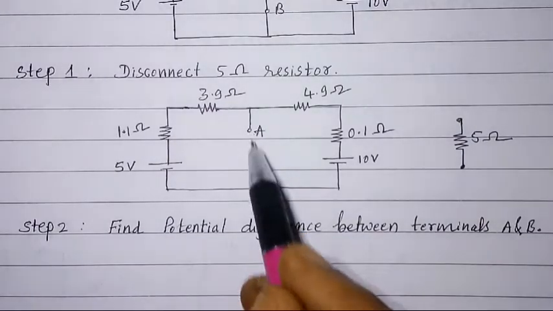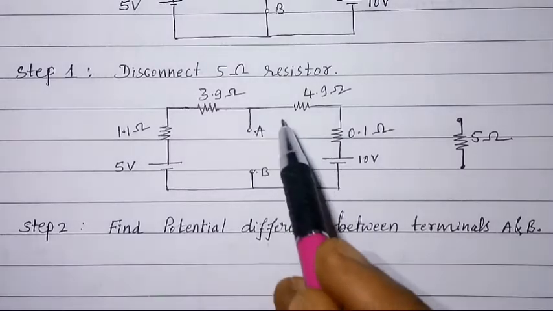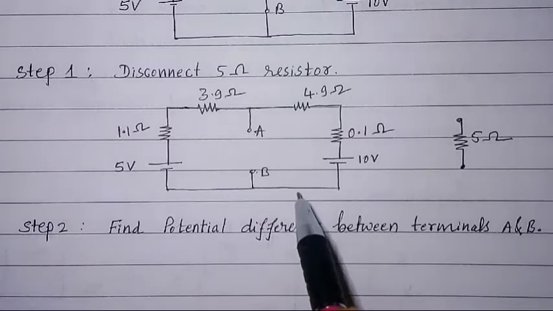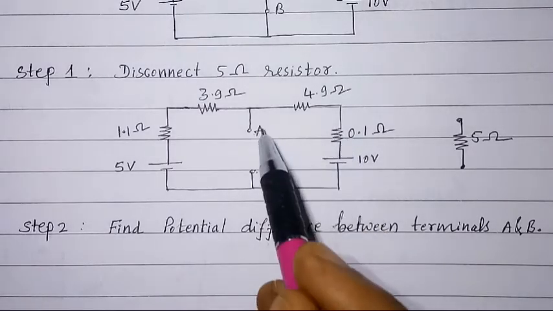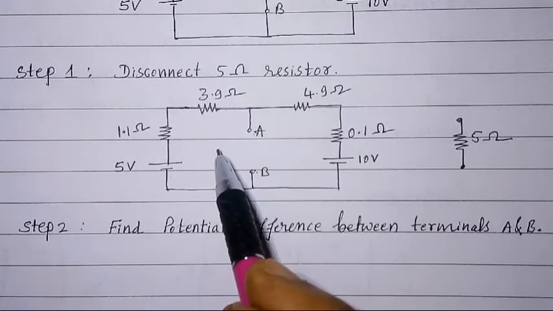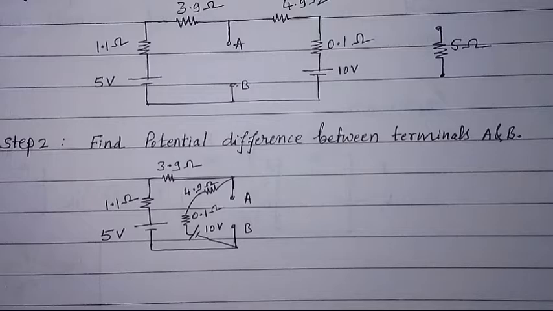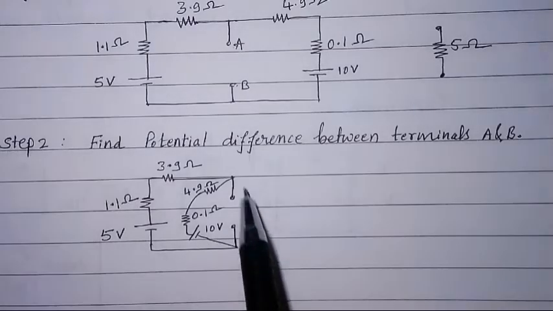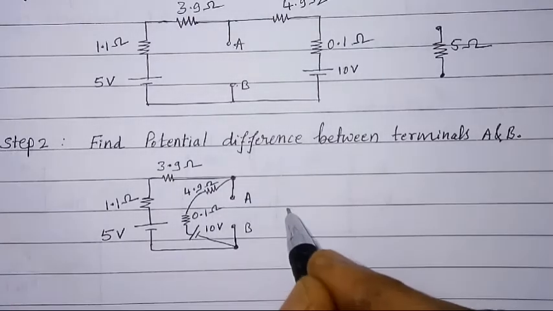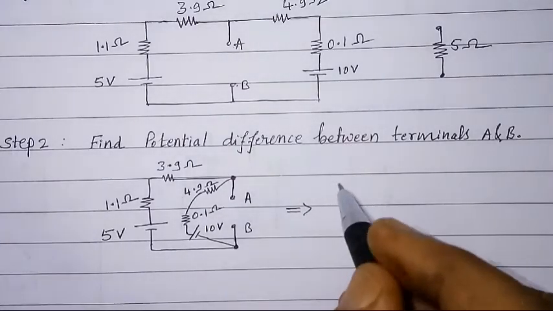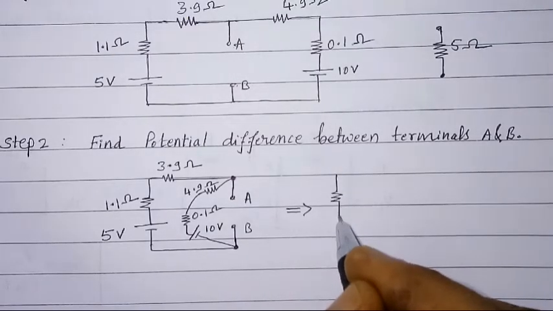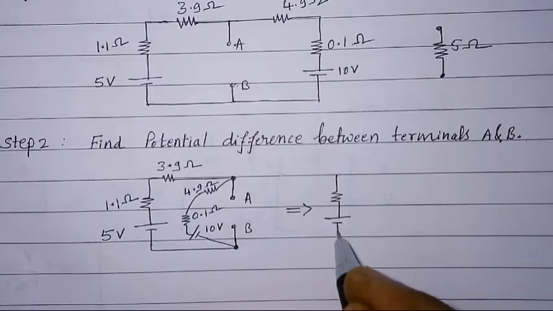To find the potential difference between A and B, I will transfer the part of the circuit which is to the right of terminals A and B to the left of terminals A and B. Now the circuit appears as shown here. Now this circuit may be redrawn in this way.